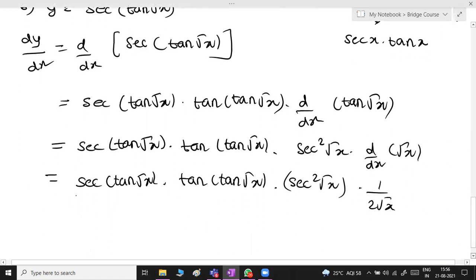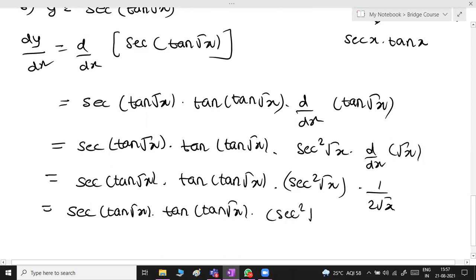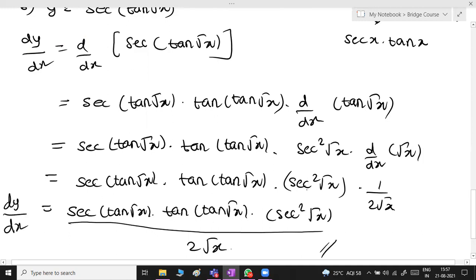I hope I am very clear till here. We are just doing differentiation and we are rearranging the terms and writing our final answer. It's very easy. We are all solving trigonometric functions only till now. So this will be sec of tan root x into tan of tan root x into sec square root x into 1 upon 2 root x. So can I write that whole upon 2 root x? Okay, so this is my final answer. So my dy by dx is this.